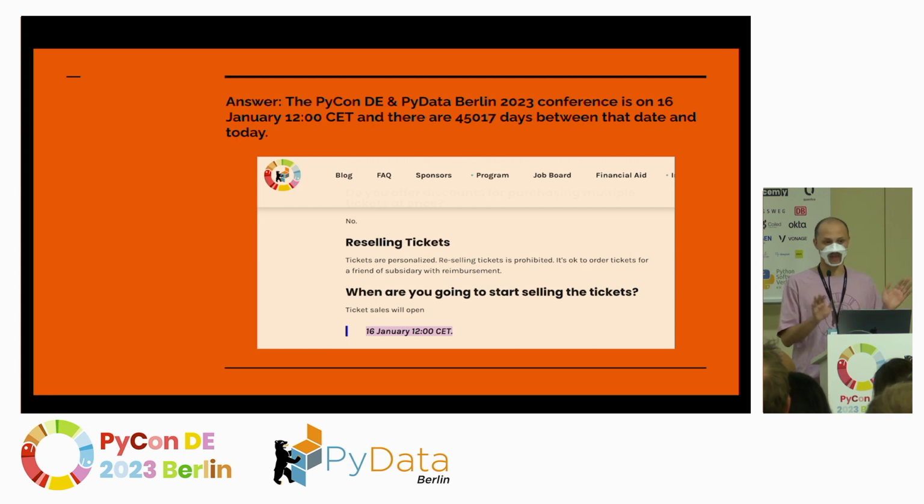And okay, I can blame it on Google. That's why it doesn't work. But why is it 45,000 days? We all use the datetime library many times. And in the datetime library, if you say 16th of January and don't specify any year, what do you get? 1900, exactly. So between 1900 and today, it's 45,000 days. It's a very nice answer, almost right, but no cigar.